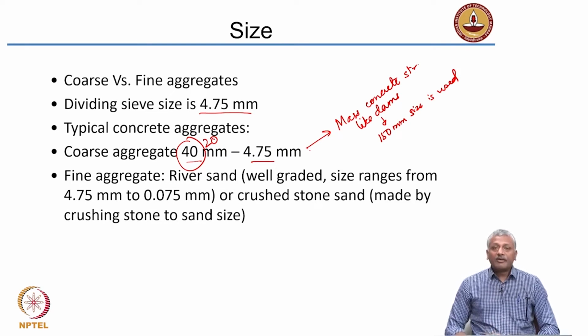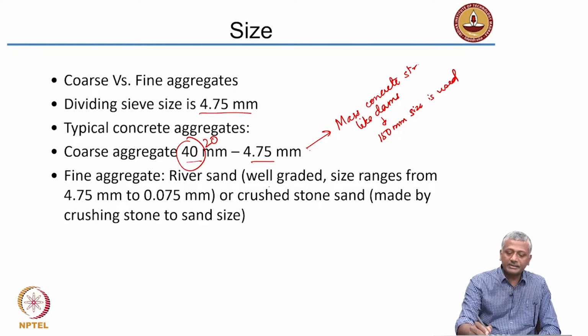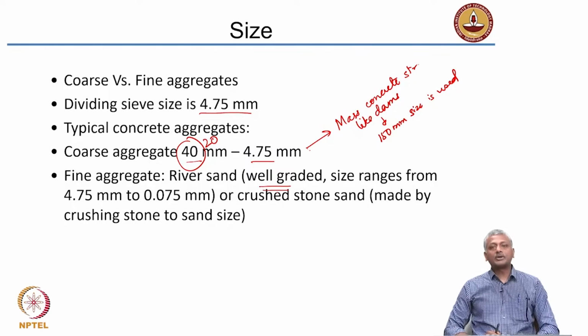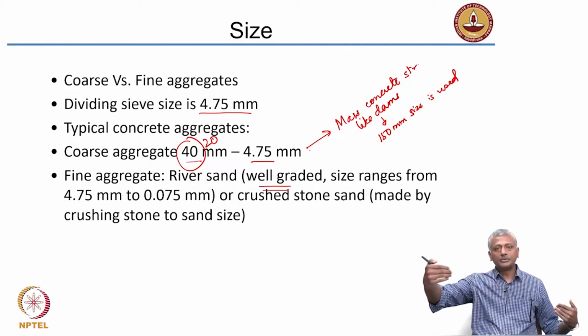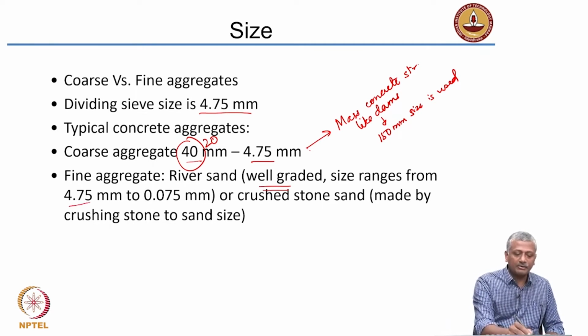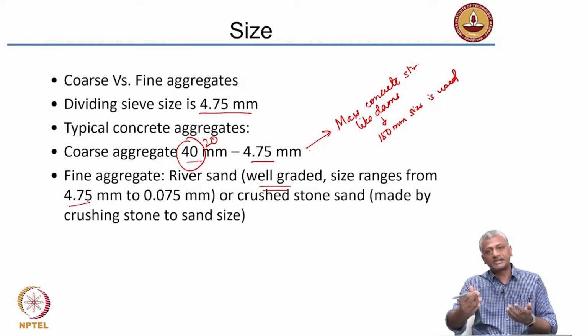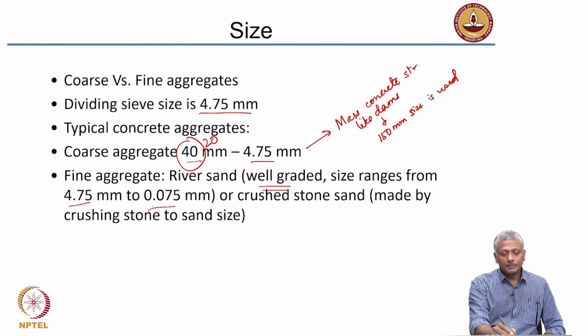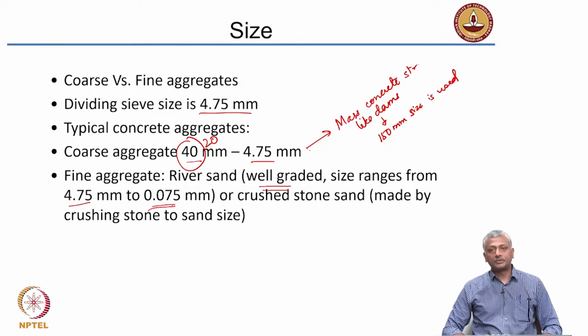Fine aggregate on the other hand, as I said, most commonly used around the world is river sand. River sand is generally well graded, that means it has a range of sizes from very fine to the coarse size. The size ranges typically seen in sand are from 4.75 millimeter, the upper limit of sand, to 75 micrometer or 0.075 millimeter. The smaller size particles can create some problems later in the concrete, I will talk about that later.